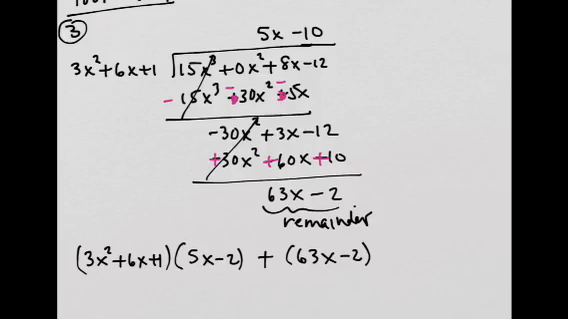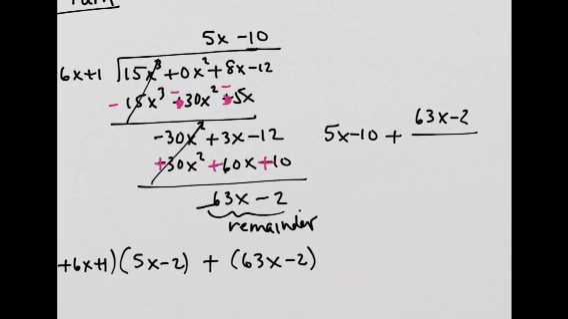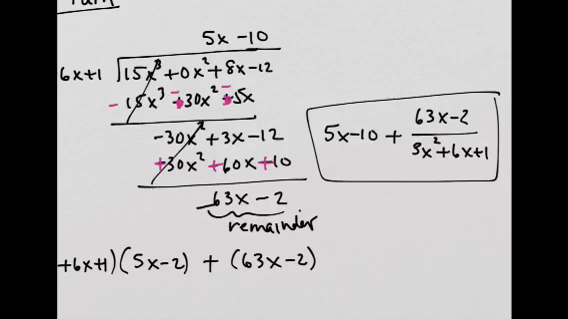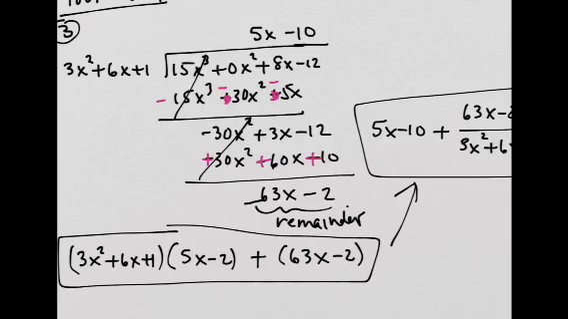Okay? And this is the same thing as I've been writing the answers before, where I'll move it over here to the side a little bit, where I'll write it as 5x minus 10, that's your quotient, plus 63x minus 2 over, is it 3x? Let me see. Yeah, 3x squared plus 6x plus 1. So the answer could be written like that, and the way that they want you to write the answer in the book is like this. But they're both saying the same thing.